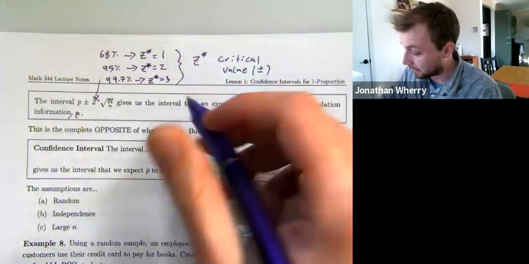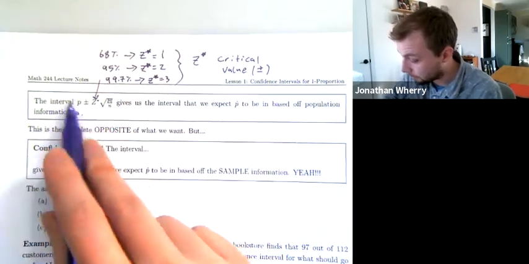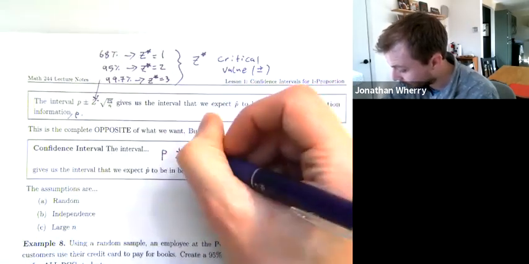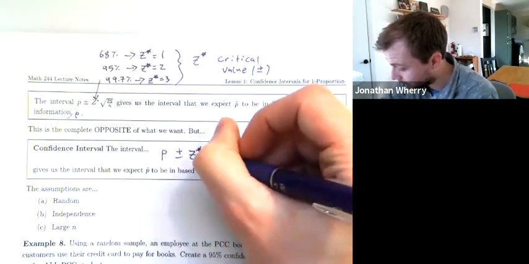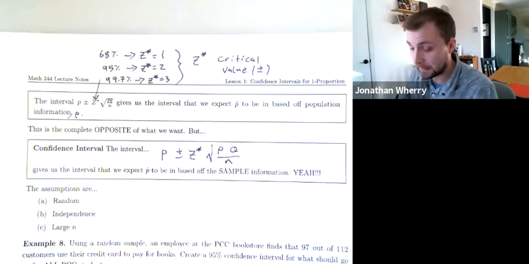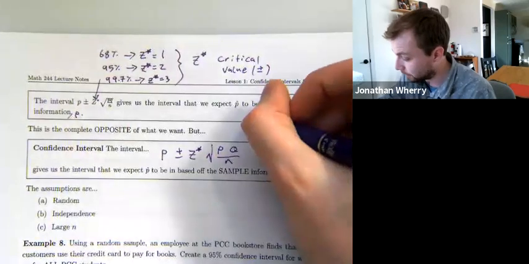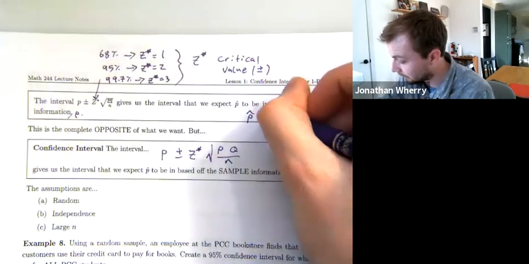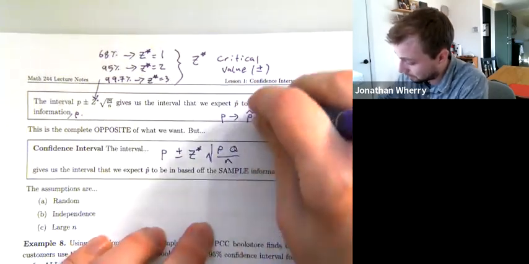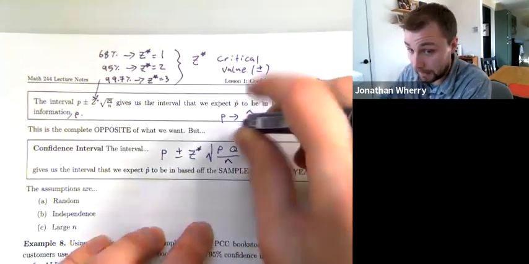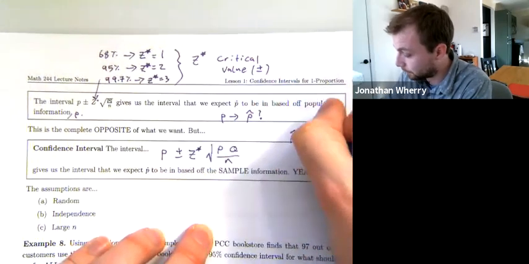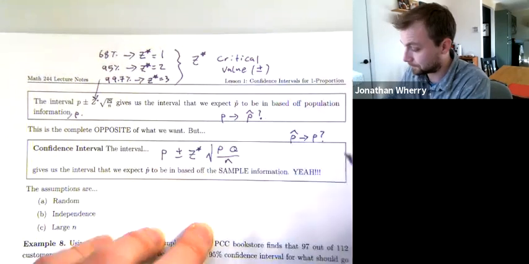To do that, all I'm going to do is take this interval, P plus or minus Z star, my critical value, square root PQ over N, and I'm going to change the symbol. So instead of going from P to P, sorry about that, I'm thinking ahead. That's what happens when you think too fast. I want to go from P hat to P.